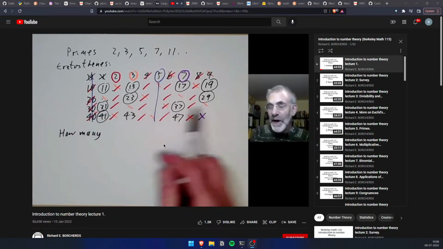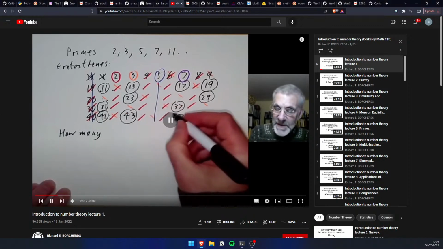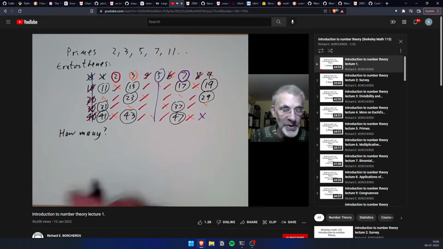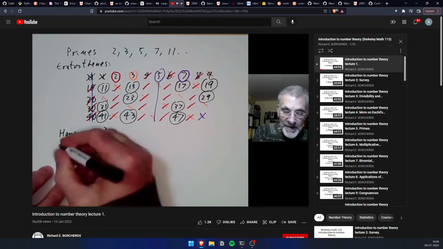Well, if we look at this table, primes seem to be fairly common, and there's no sign of them suddenly stopping, and so this suggests that the number of primes should actually be infinite. And this is the first theorem of number theory, due to Euclid.